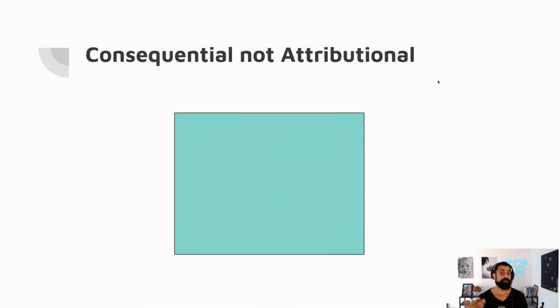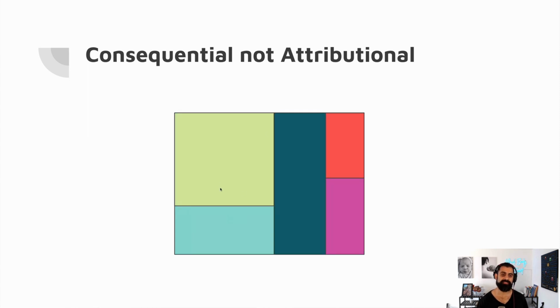We also aim to be consequential and attributional. To think about what attributional means, let's imagine the blue square is all the carbon emissions in the world. An attributional model will then try and basically say, well, look, these people are responsible for these carbon emissions. This is responsible for this carbon emissions. It's trying to make sure each molecule of carbon in the atmosphere, one person or one organization is responsible for that. That's attributional.